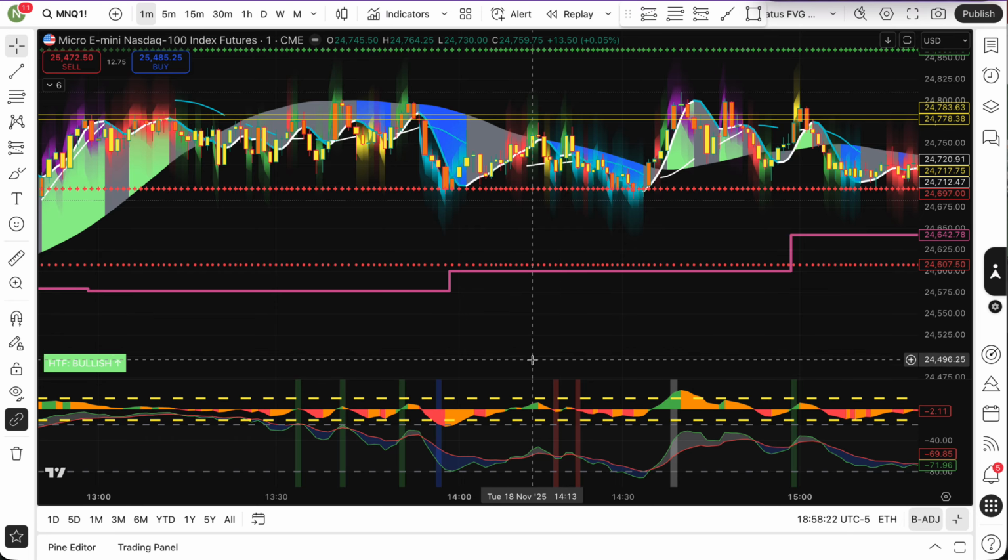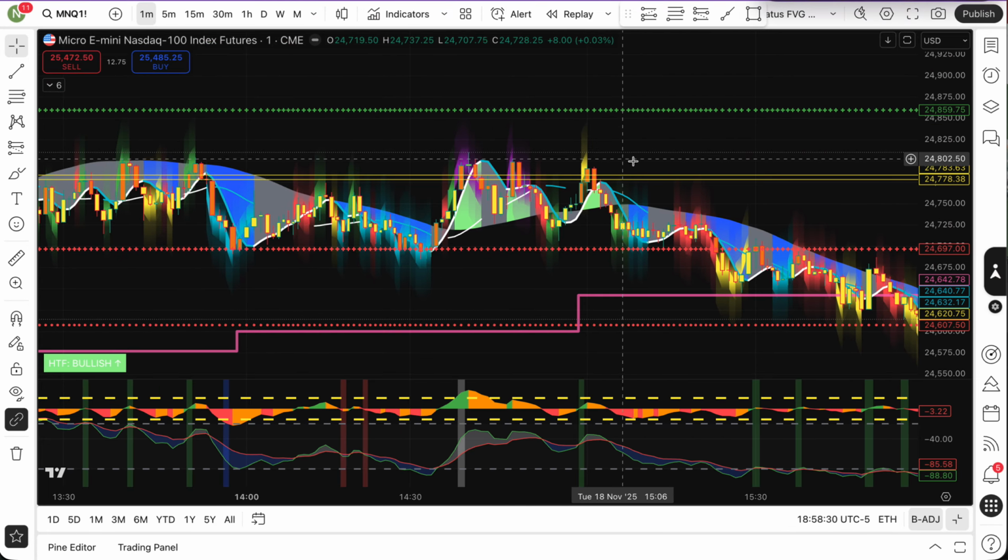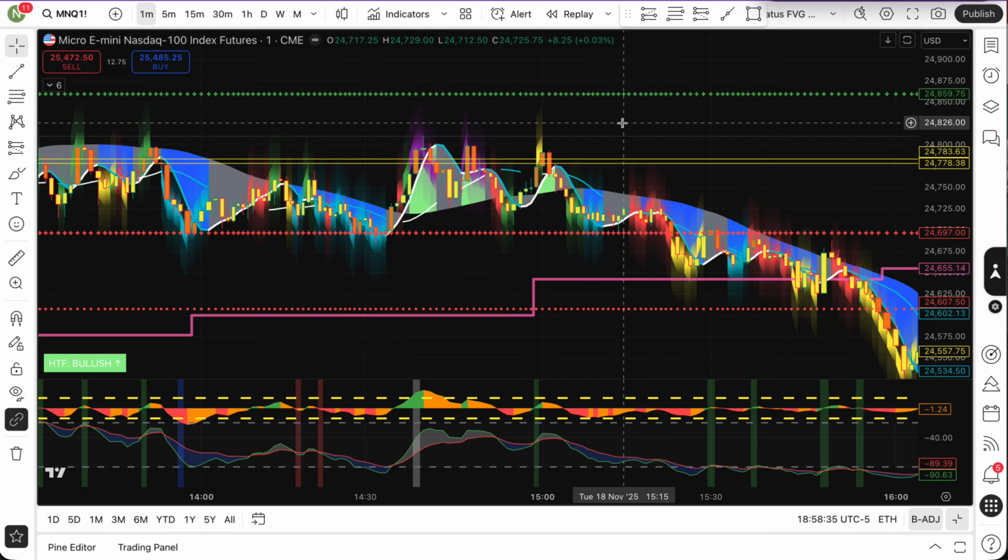And I like that to then align with my cloud and my price glow. And if I've got all of those things working in my favor and I've got a magnet level handy that I can use as a reasonable target, then I'm probably going to hit it.